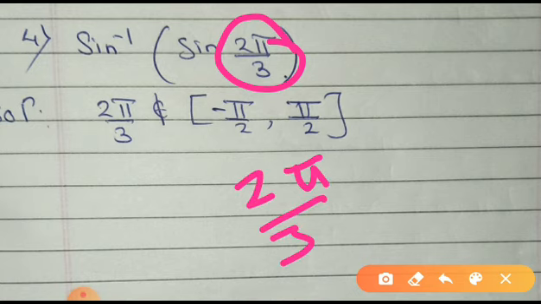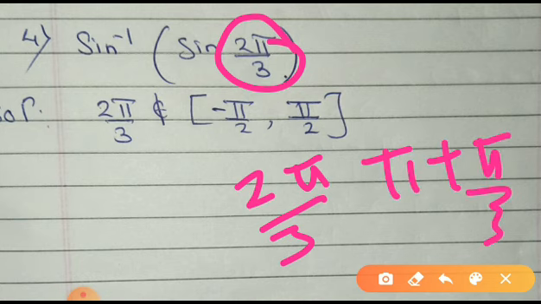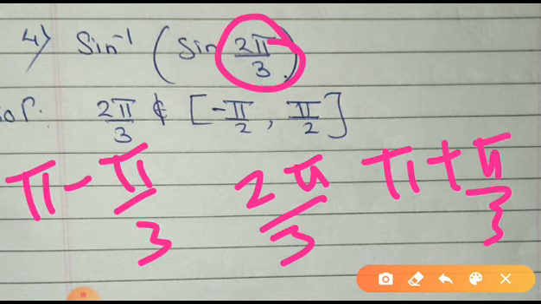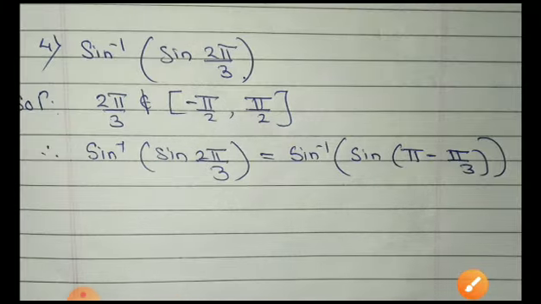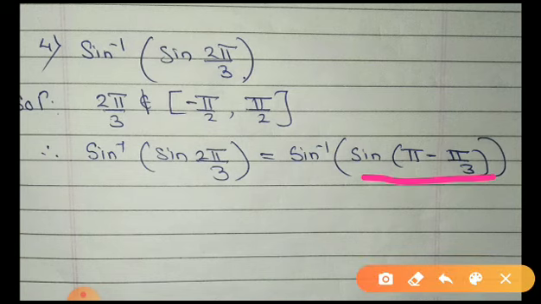2 pi by 3? Should I write pi plus pi by 3? No, because it will be then 4 pi by 3. So it should be what? Pi minus pi by 3. Pi minus pi by 3 is in which quadrant? It will be in the second quadrant. In the second quadrant, what is positive? All sine and cosec are positive. So can I write this? Yes. So I can write it as sine of pi minus pi by 3.